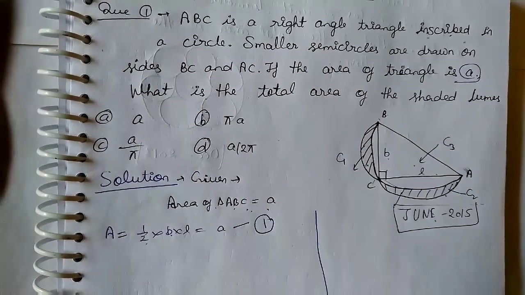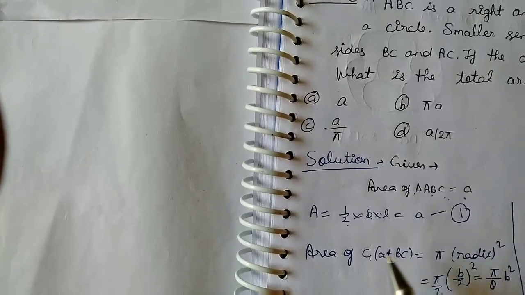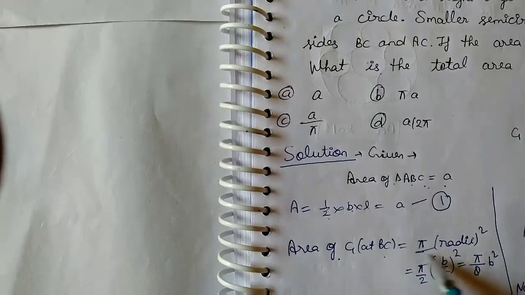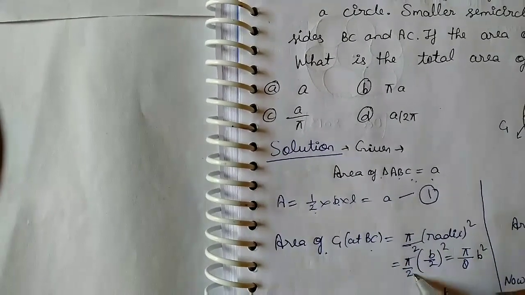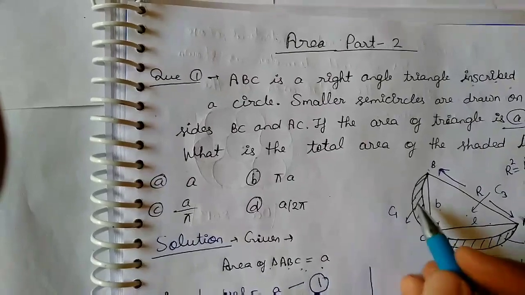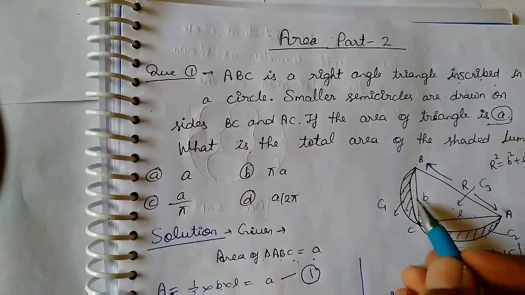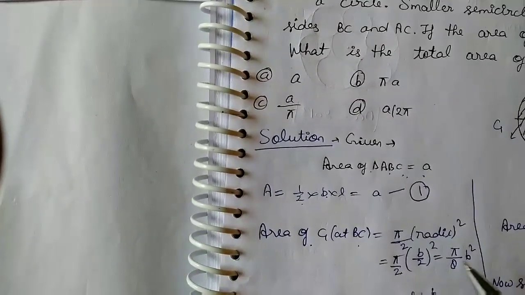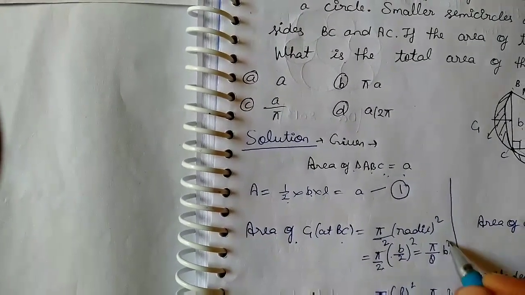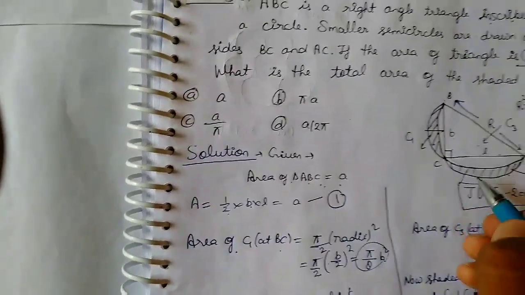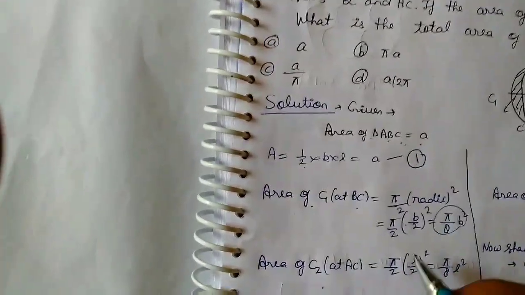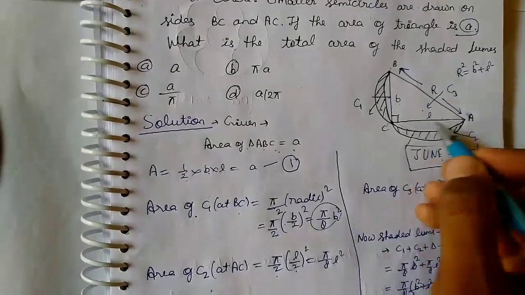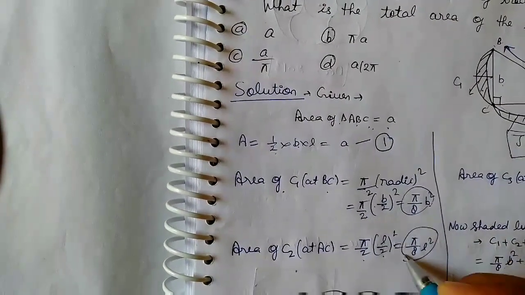The area of C1, the semicircle on BC, will be pi by 2 into radius squared. The radius is half of this b, that is b by 2. So b by 2 whole squared times pi by 2 will be pi by 8 into b squared. Now the area of semicircle C2 is similar: pi by 2 into radius squared, where the radius is l by 2. So this will be pi by 8 into l squared.